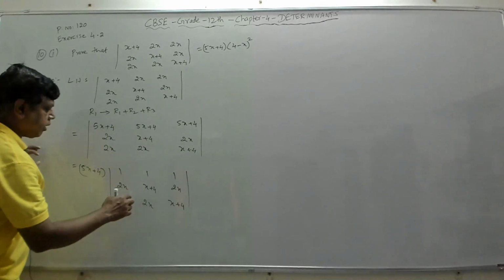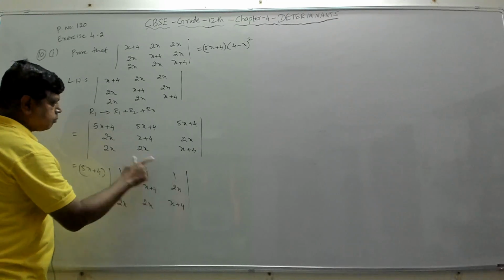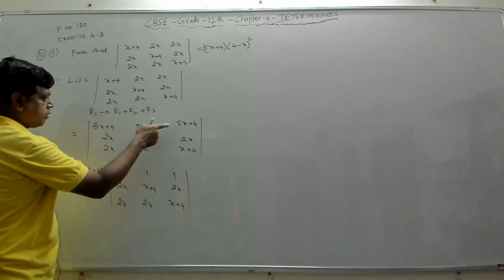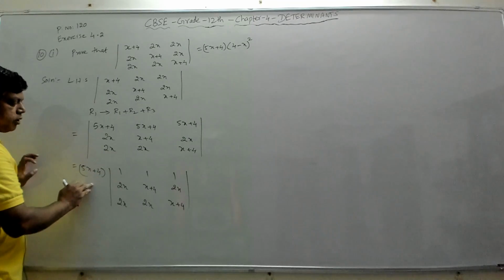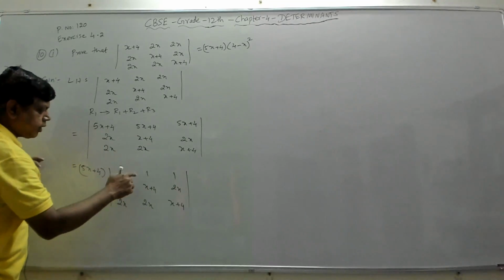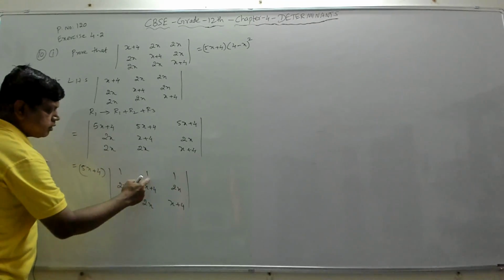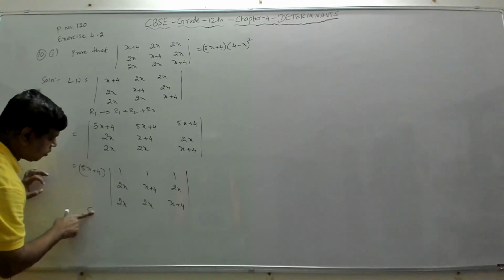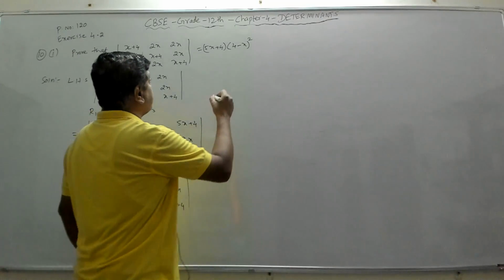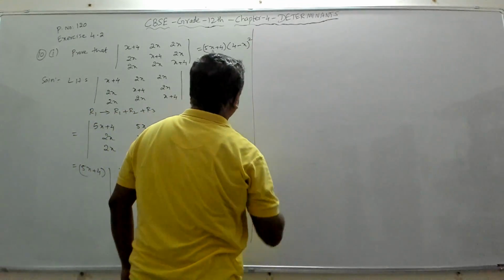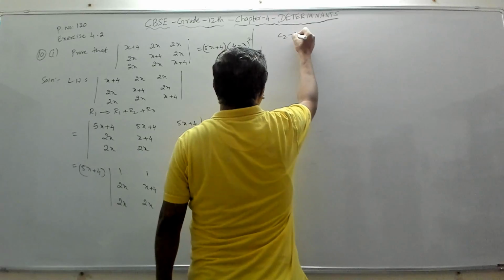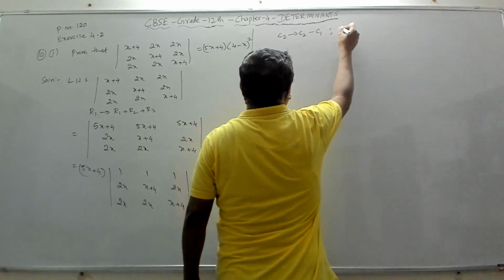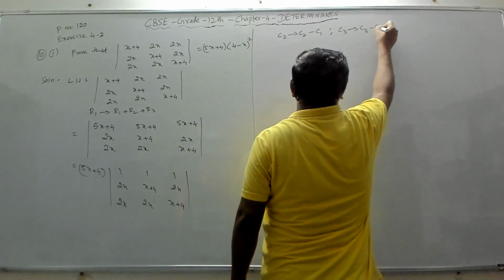So now, because 5x plus 4 was common in the first row, we took that out, and now it has become 1, 1, 1. Now again we can make two of these 0 by saying C2 becomes C2 minus C1, C3 becomes C3 minus C1. So we'll apply this column operation: C2 implies C2 minus C1 and C3 implies C3 minus C1.